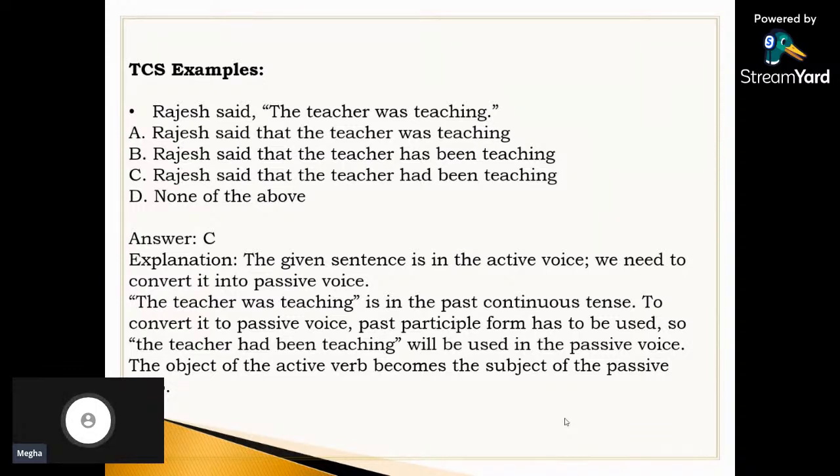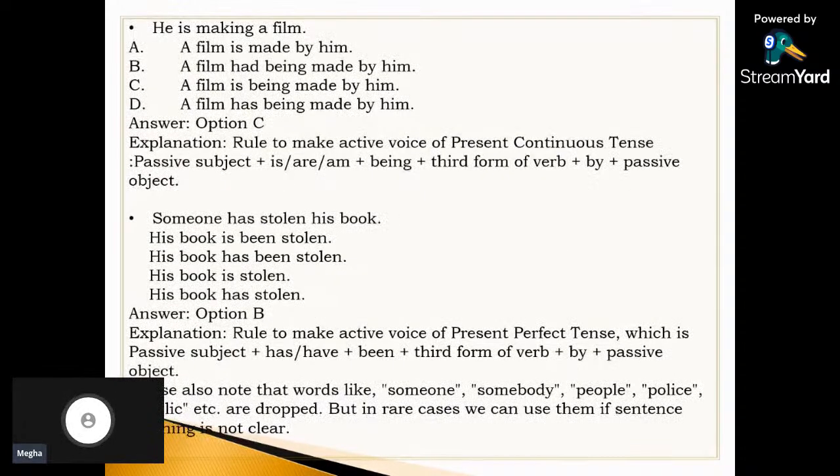The teacher had been teaching will be used in the passive voice. It has to be past. See, if has comes, it is present, correct? Was means full, like past perfect, it will be correct. So had been teaching, since it's past continuous, you have to write it as past participle. So Rajesh said that the teacher had been teaching. That is passive voice. That is how it is converted.